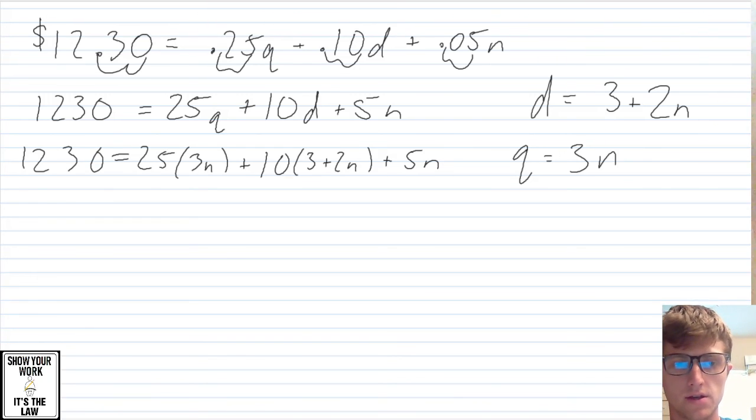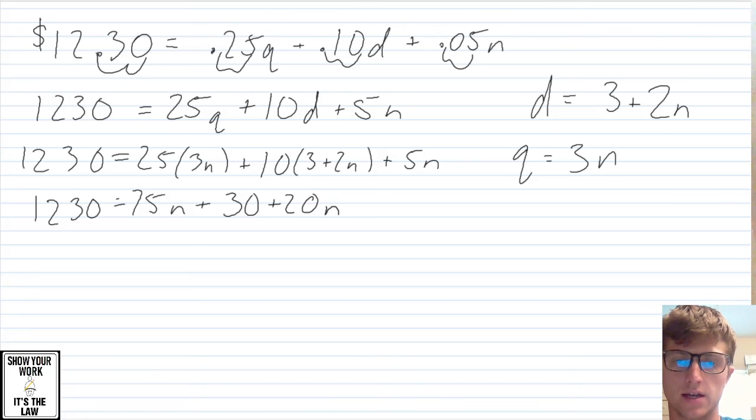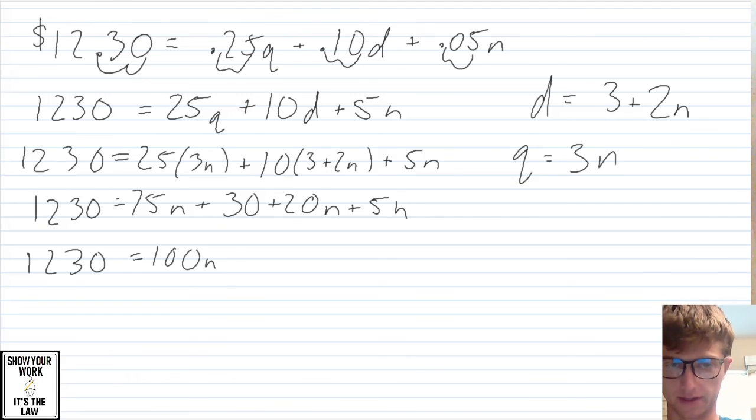Simplify the right. We've got 25 times 3 gives us 75n. Distribute the 10, we got 30 plus 20n, and then we got a 5n. Combine like terms, 75n plus 20n gives 95n, plus another 5n gives us 100n. And don't forget about the plus 30. Subtract a 30 from each side. Oh, yeah, there it goes.